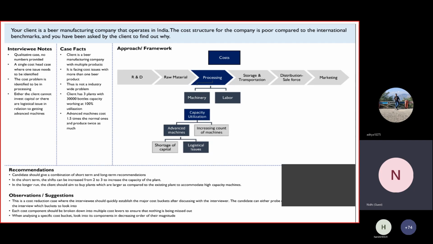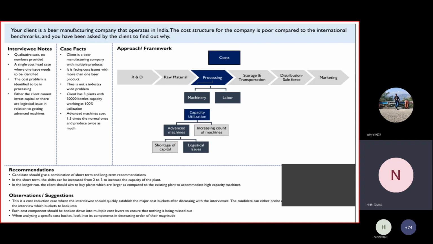Now, one of the mistakes that he did, which you should avoid: when I said there is a problem in processing, he asked me if there is a problem in R&D, I said no. He asked me if there is a problem in raw material, I said no. Then he came to processing, I said yes, it is a problem. Then he forgot to ask, ma'am or sir, is there any other problem, like in storage or transportation, distribution, marketing? He missed out all of that big portion just because he came to know that there is a problem in processing. So it is always better to ask, is there any problem with any of the other cost segments?